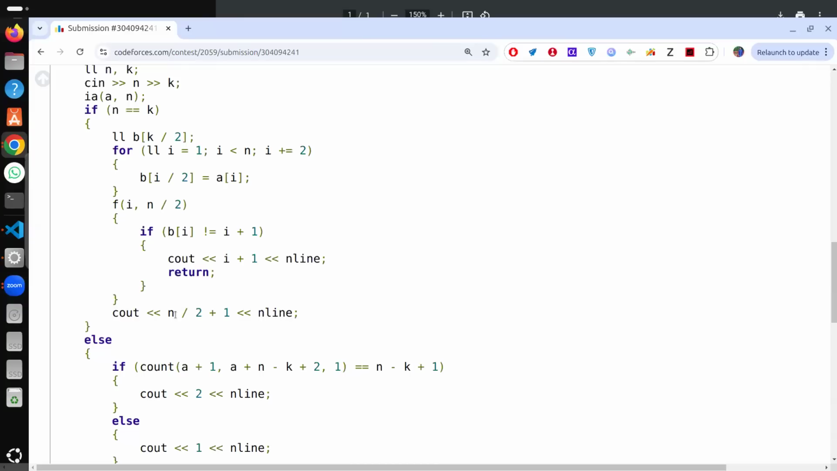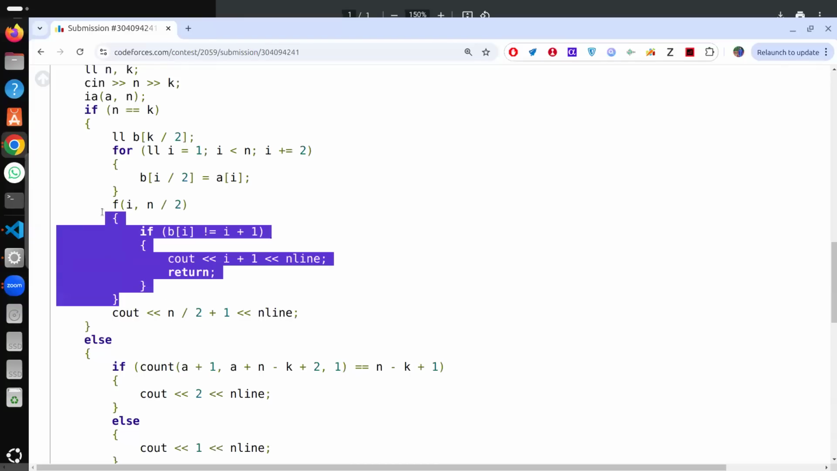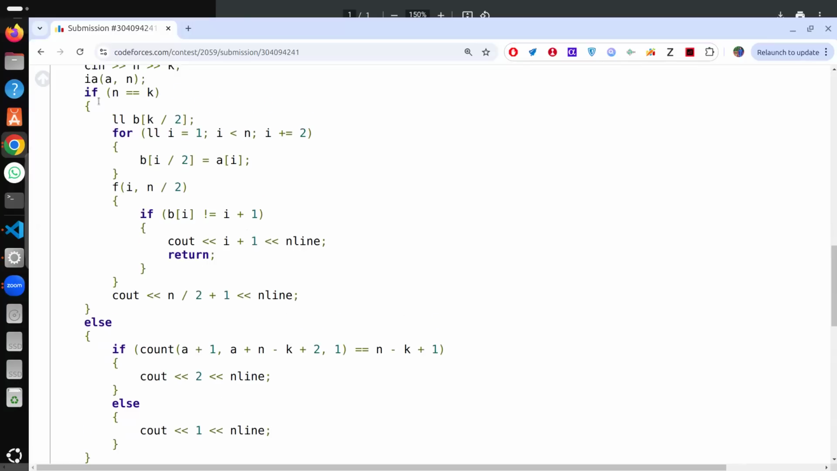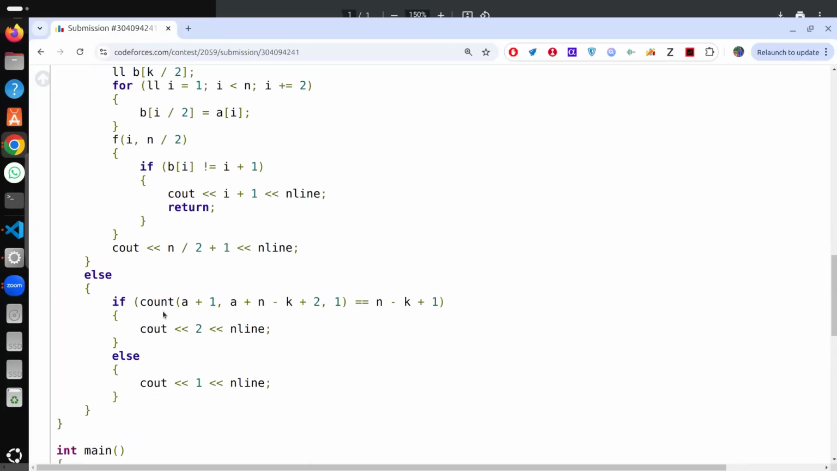And if this for loop doesn't break, like it doesn't return, then that means all the elements are equal to i plus 1. So the answer would be just length of B plus 1, like the last element, which is 0. That was for n equal to k. And if n is not equal to k, then I counted the number of ones from index 1 to n minus k plus 1. Actually this is 0 indexed.